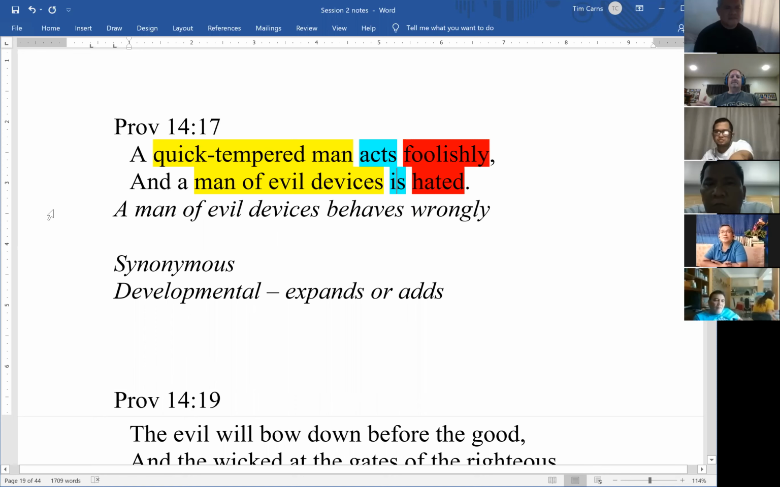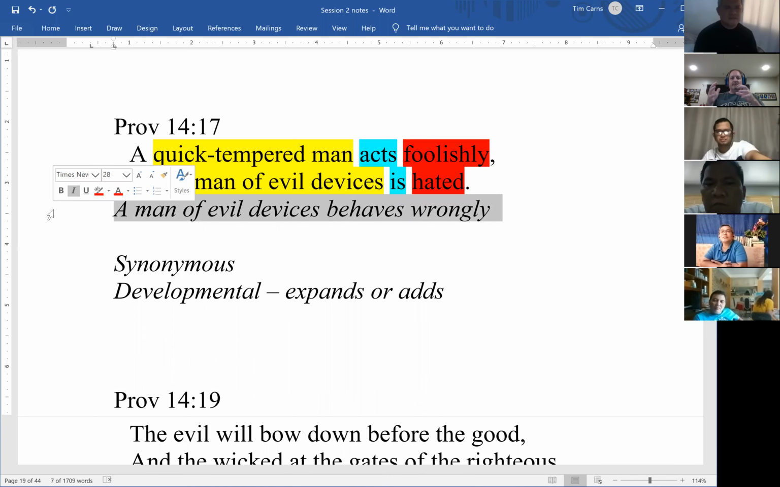Okay, synonymous is just a restatement of the first line using different words. Developmental is where, in this case, the second line is adding more information to the first. So it's telling us more about the quick-tempered man. Again, a little bit tricky here, so that was not an easy one.